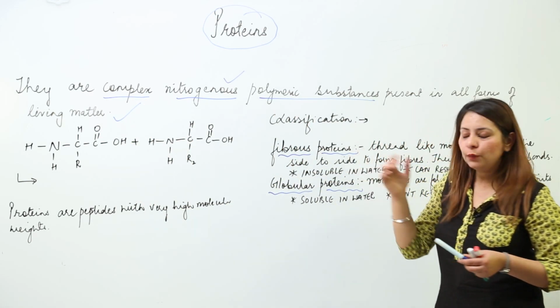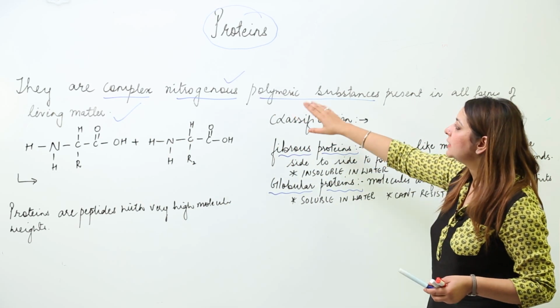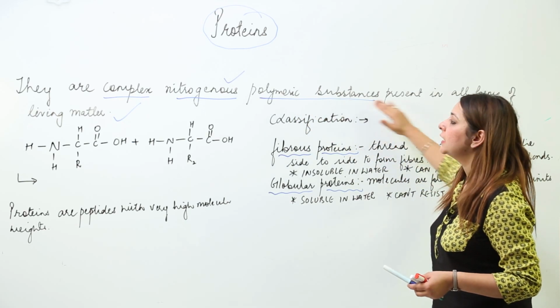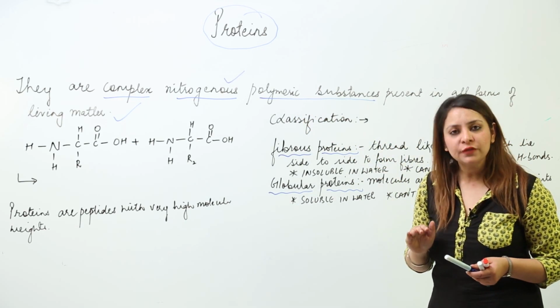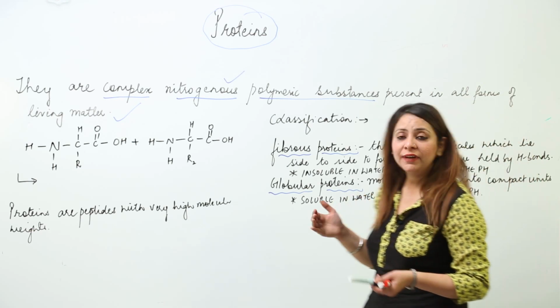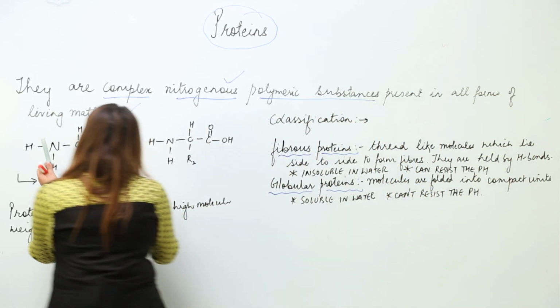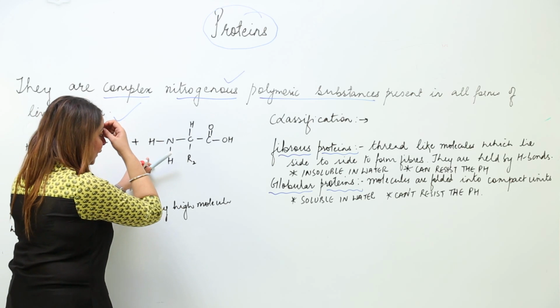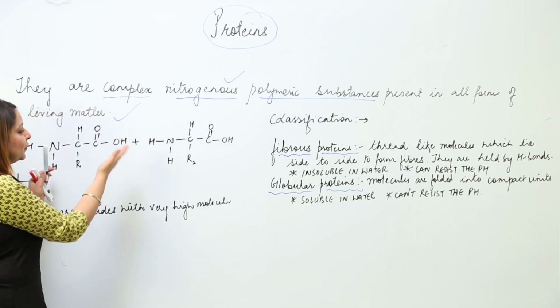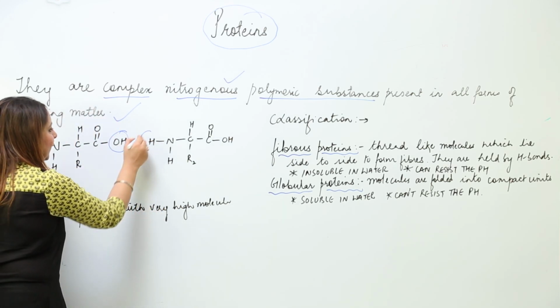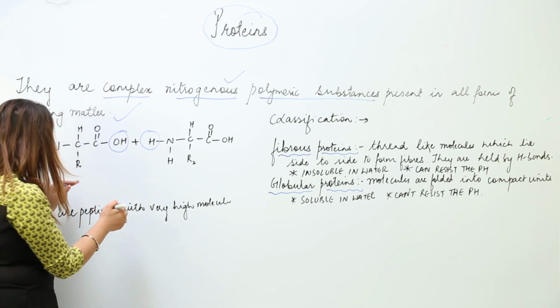So how can we define it? They are the complex nitrogenous polymeric substances present in all forms of living matter. So how can we form one actually? Suppose you have these two amino acids, then with the elimination of a small molecule, that is water, we can have a protein.